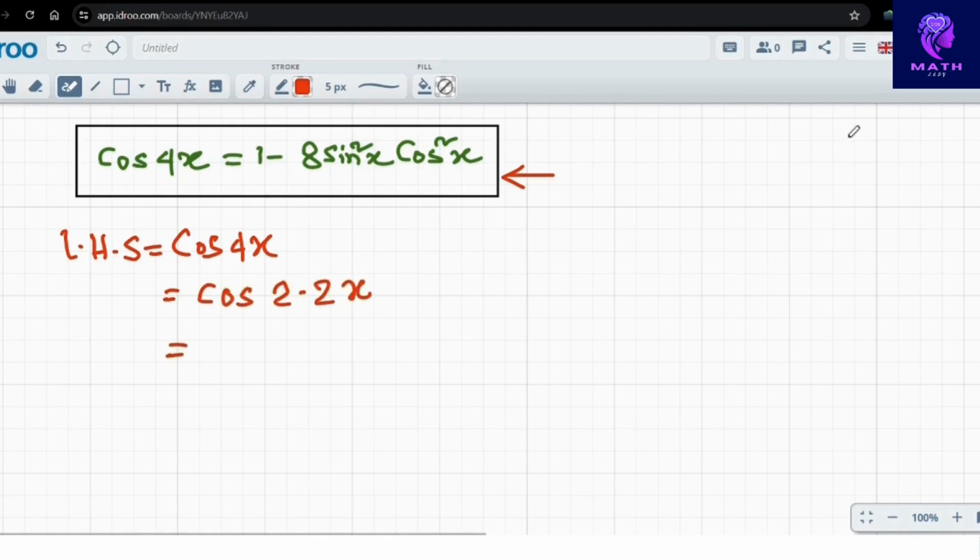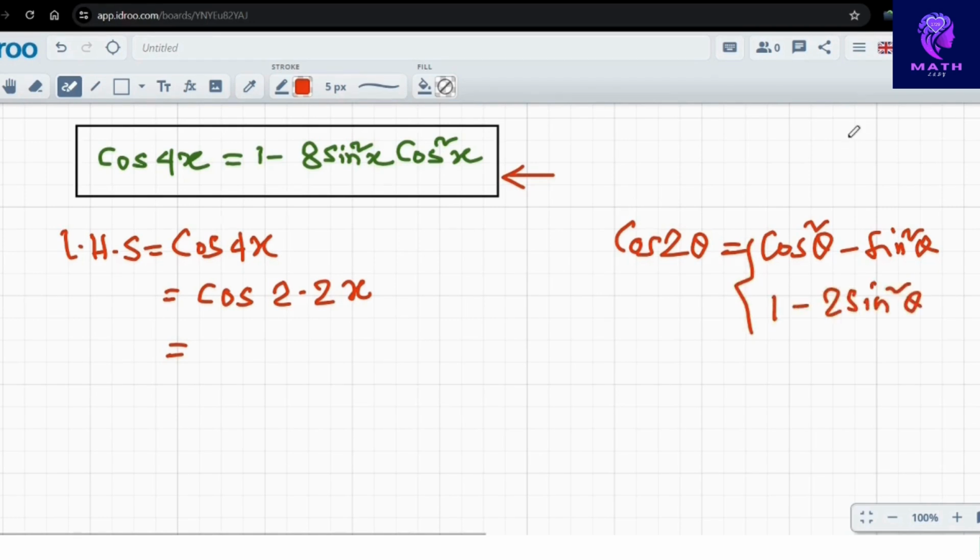Now you can directly handle this, or if you have any problem, then you can just consider 2x as theta or any other variable. I will here use the direct approach. One more thing here, cosine 2 theta, there are a few other formulas, right? Cosine 2 theta is cosine square theta minus sine square theta. Another formula is 1 minus 2 sine square theta. Another formula is 2 cosine square theta minus 1, right?